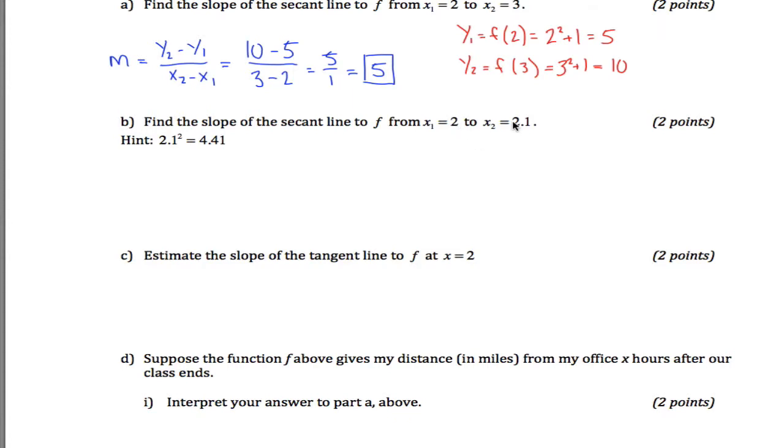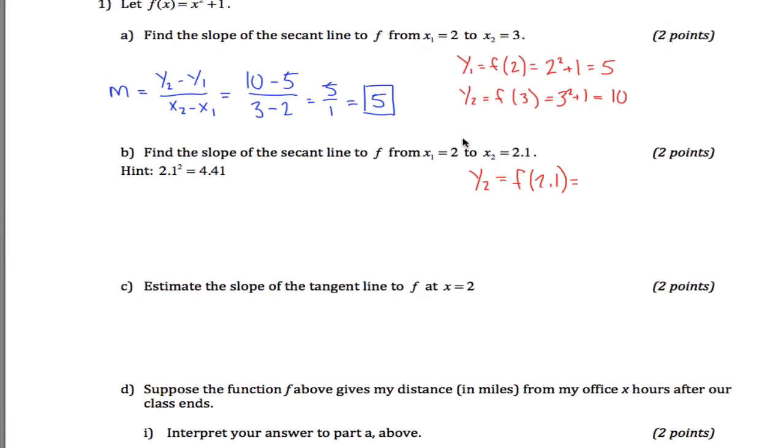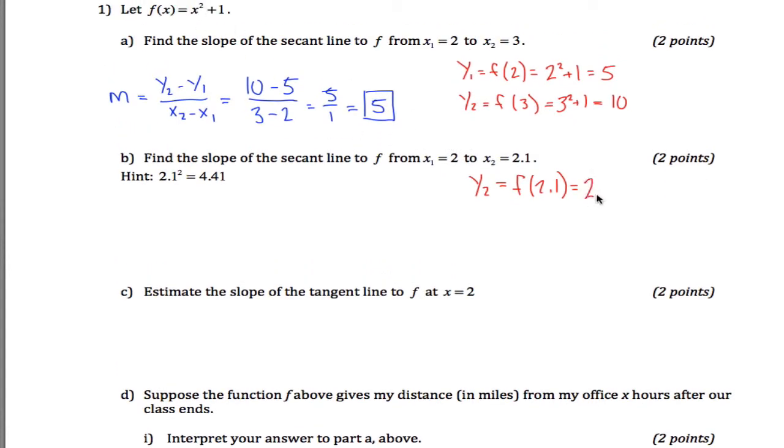Okay, we've got x1, we've got x2. We already know y1 from above, so all we need to know is y2. Right, y1 is still 5 because x1 is still 2. But for y2, we'll have to figure out what f of 2.1 is. Fortunately, I gave you a little bit of help here. f of x is x squared plus 1, so this is 2.1 squared plus 1. Without the help of a calculator on a test, that's a little bit annoying to figure out, but I told you that 2.1 squared is 4.41. So 4.41 plus 1 is 5.41.